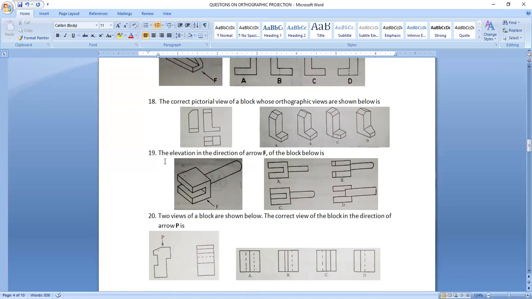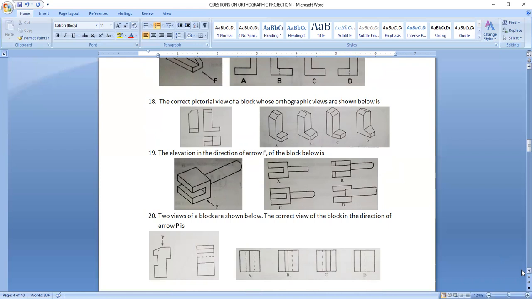Question 19, the elevation in the direction of arrow F of the block below is... So looking at this, option A is the answer. We are going to have this as a rectangle, and that's what we have here. The curve is not going to show, unlike what we have here. So this will just give us a rectangle as we have here, and this will give us a U shape, merged together with this rectangle. So option A is the answer.